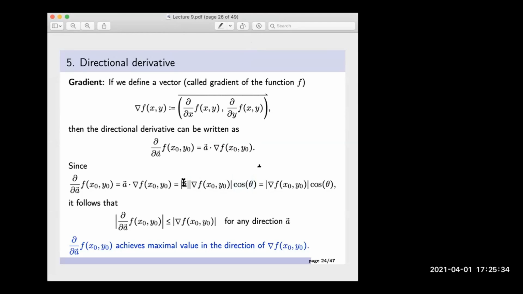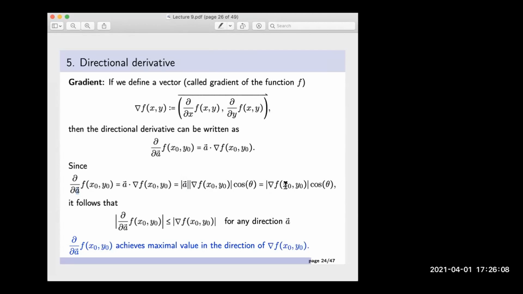Here A is representing the direction. A direction means that A is a unit vector. So the vector A is always a unit vector, which means its length is 1. So the length of this part is always 1. So you simply get the length of this gradient vector times cosine theta. Theta is the angle between A and the gradient vector.